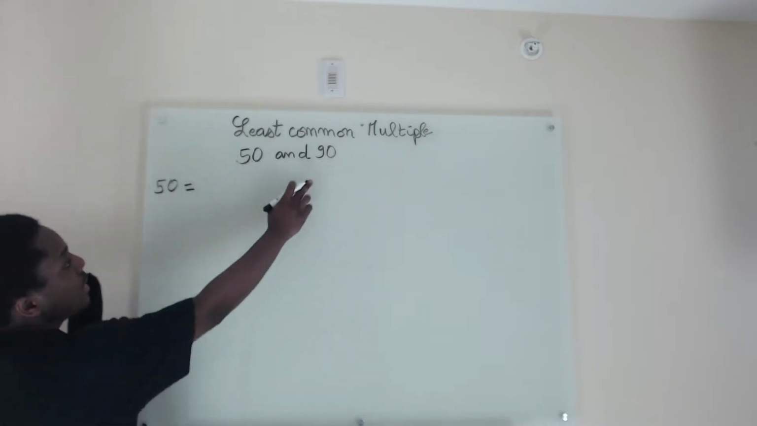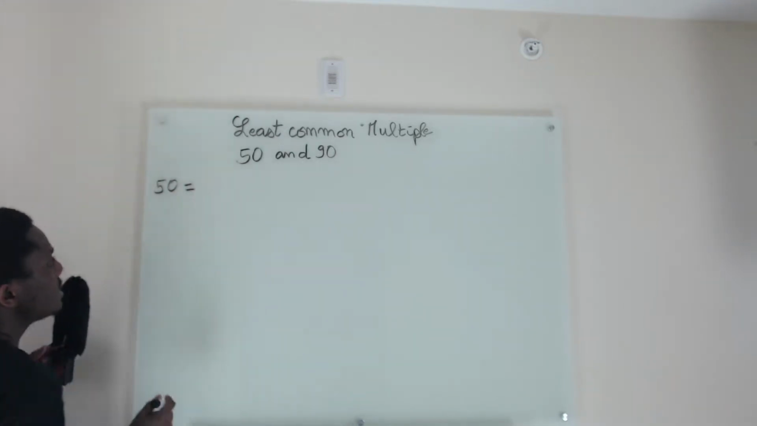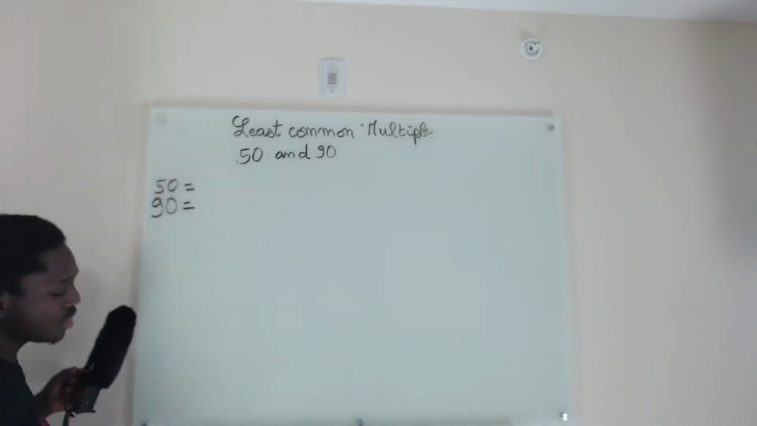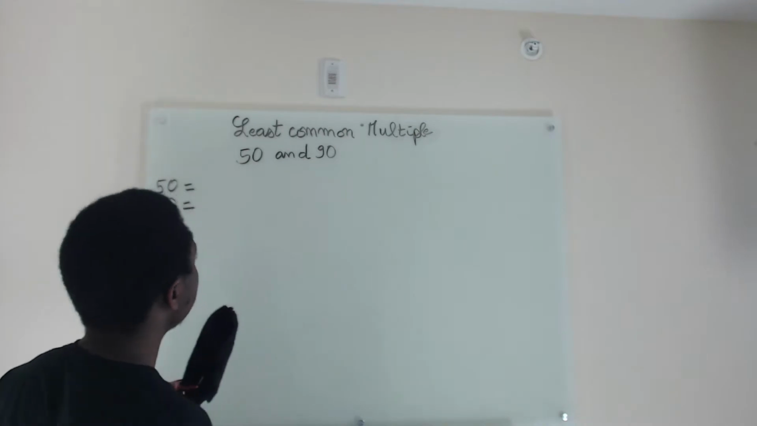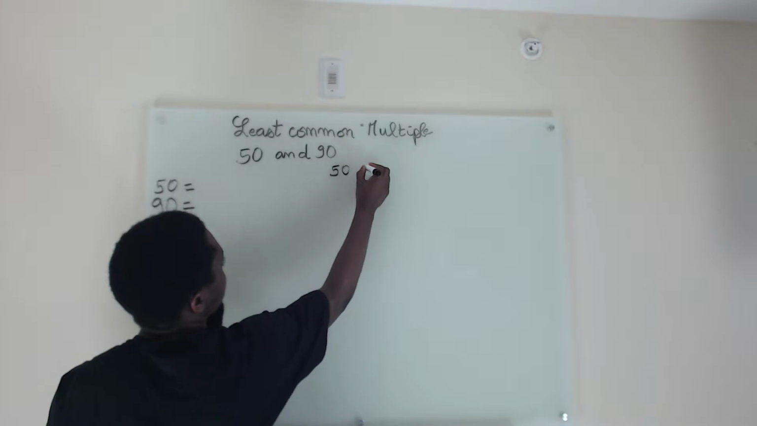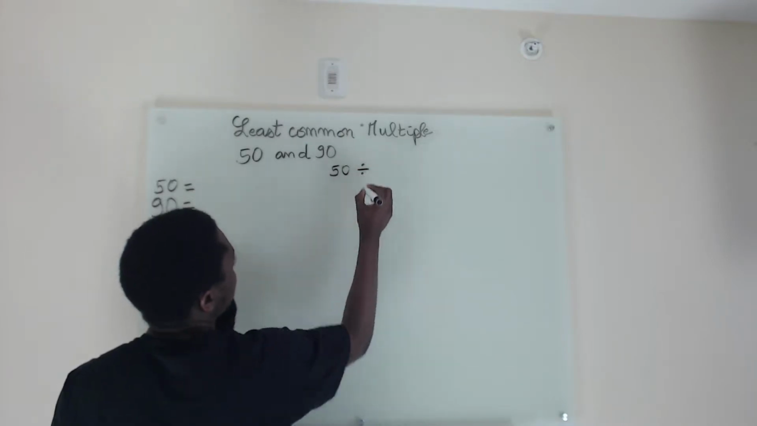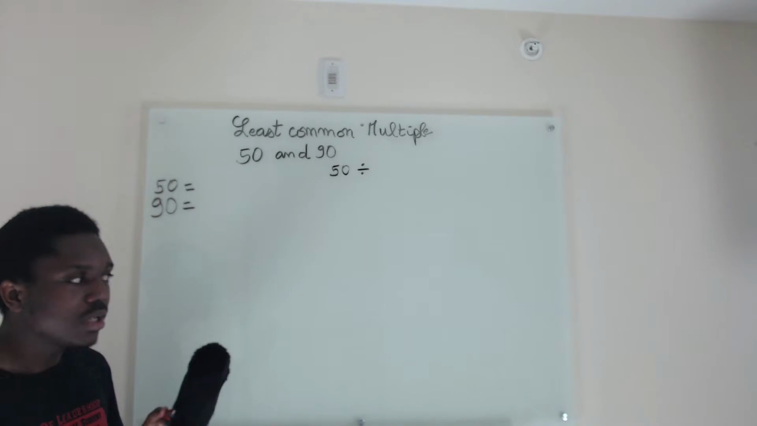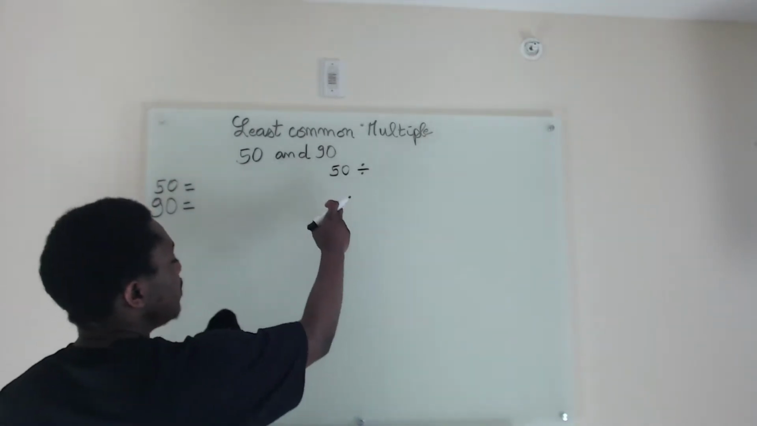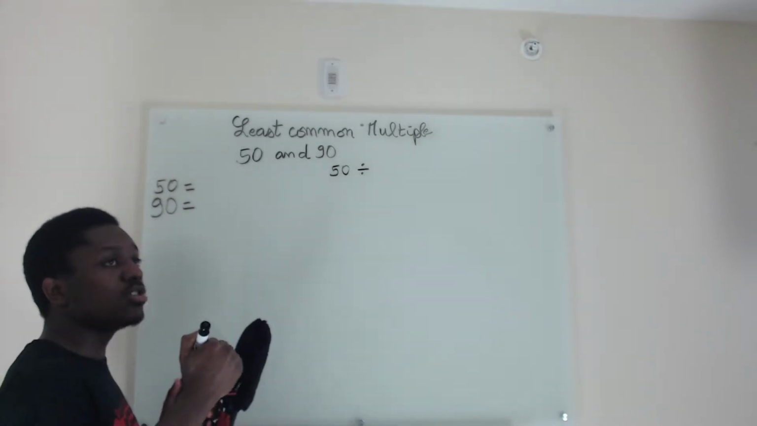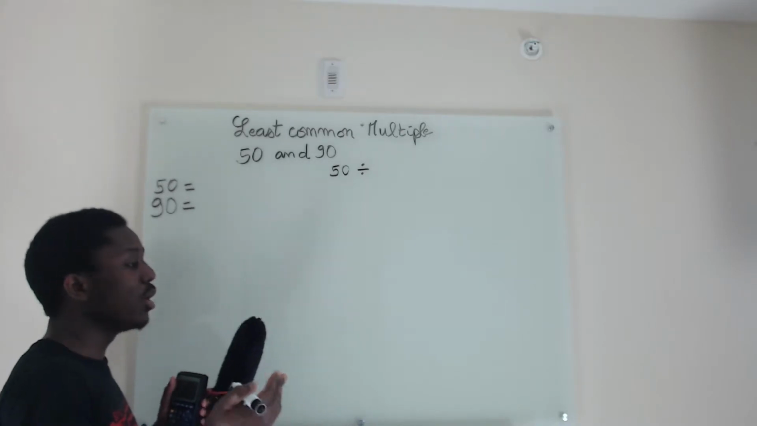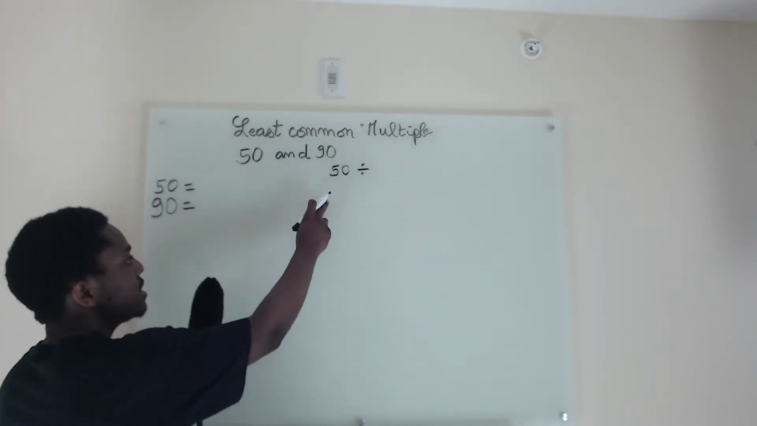Then you take the number 90, so you put here 90, then you put equals. Then you take the number 50, with your calculator. This is the TI-83 Plus. You have to divide it by the number 2. You always have to begin with the number 2.